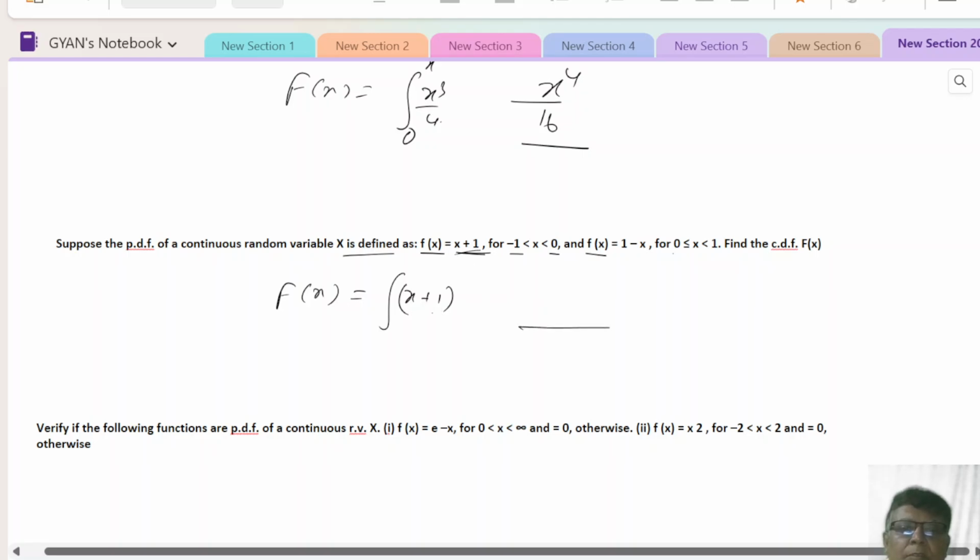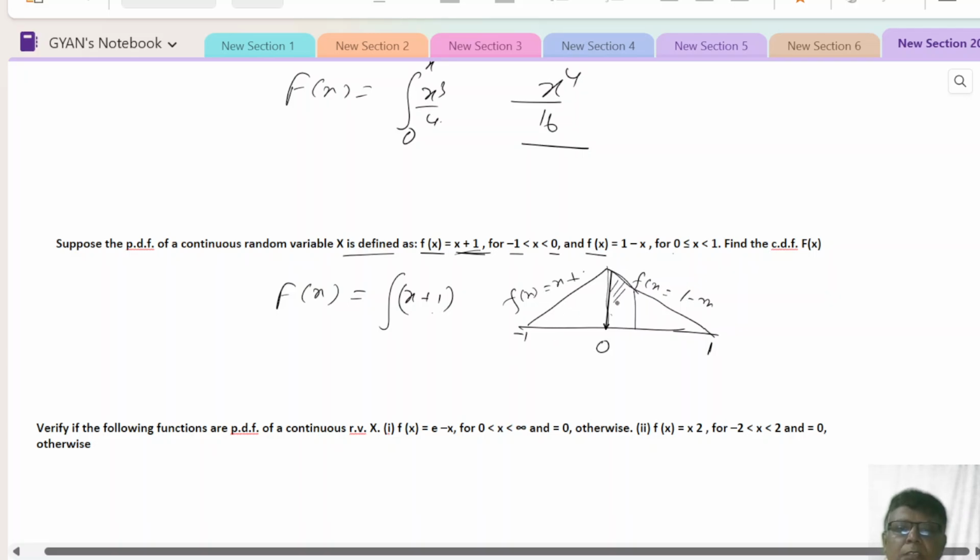The curve will be like this: minus 1, 0, 1. Here f(x) is equal to x plus 1, and here f(x) is equal to 1 minus x. It will start from minus 1 to 0, and this is 1. So suppose we want to find the cumulative distribution function.